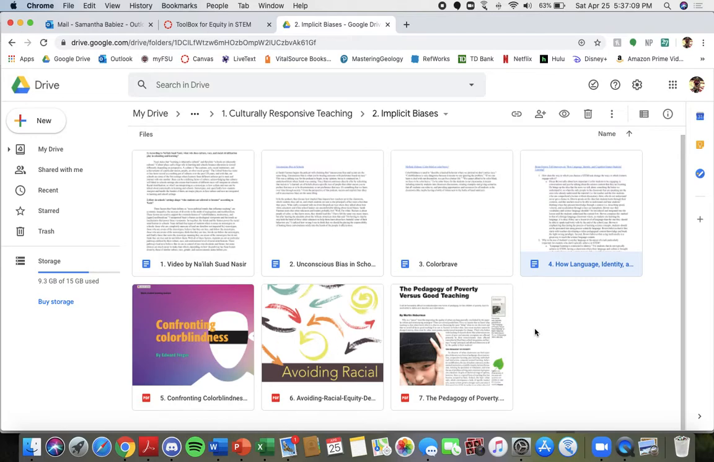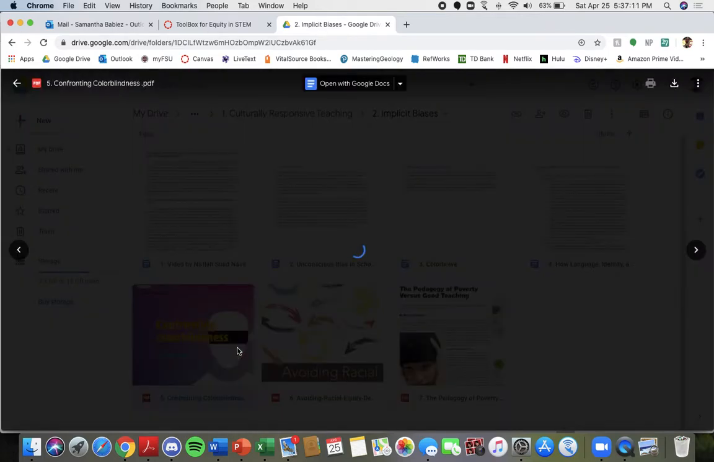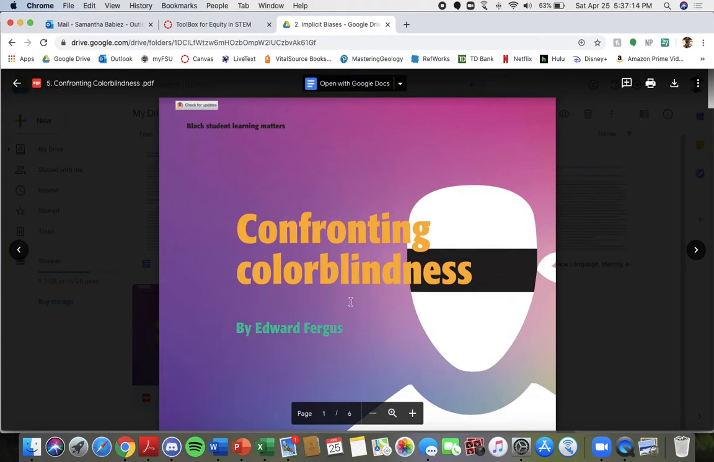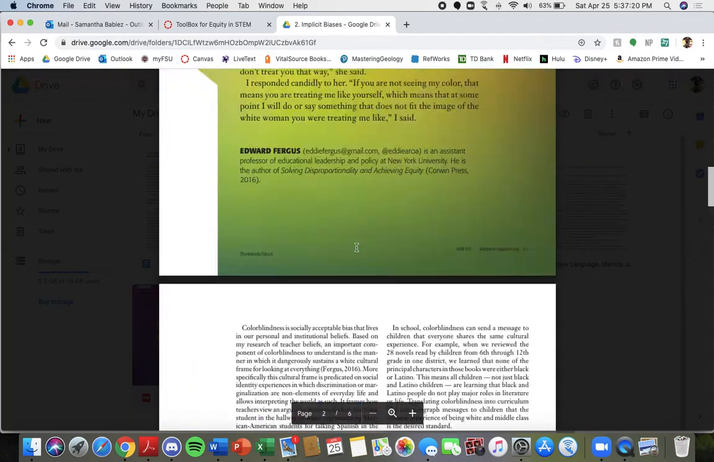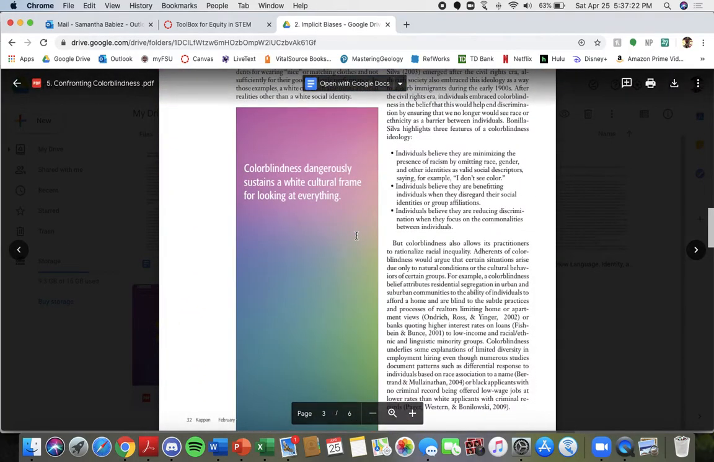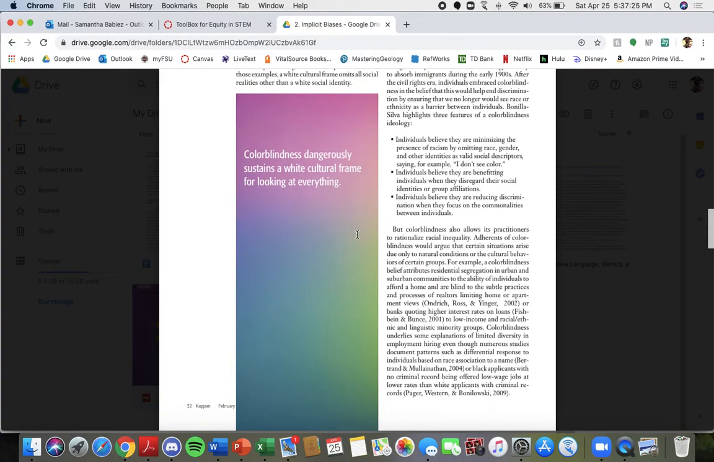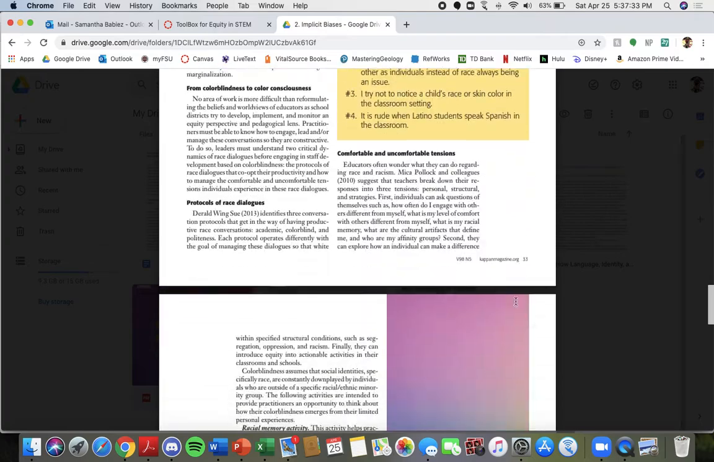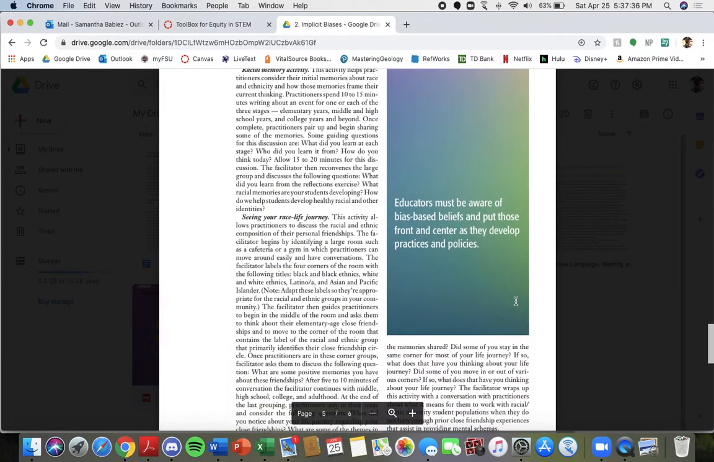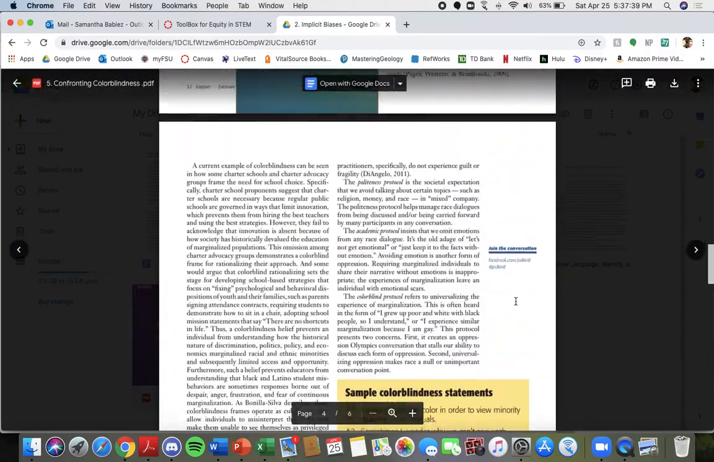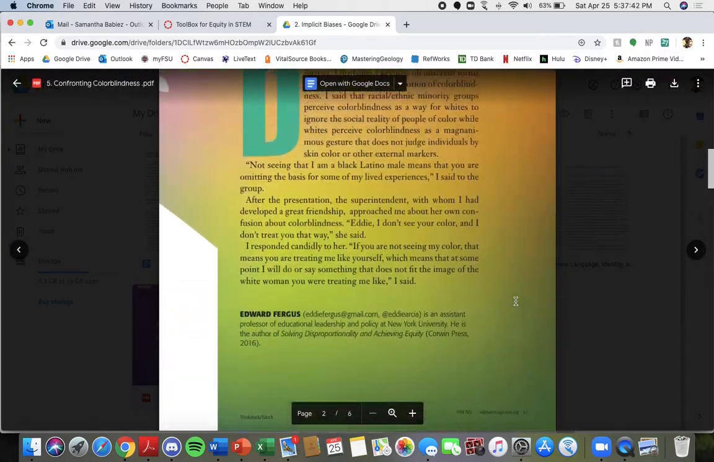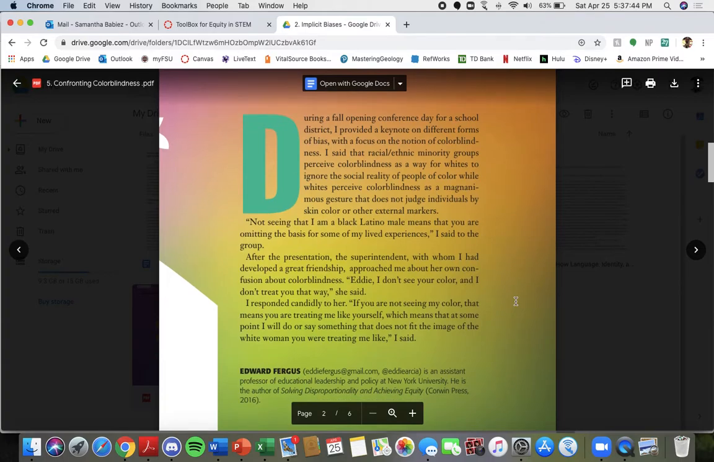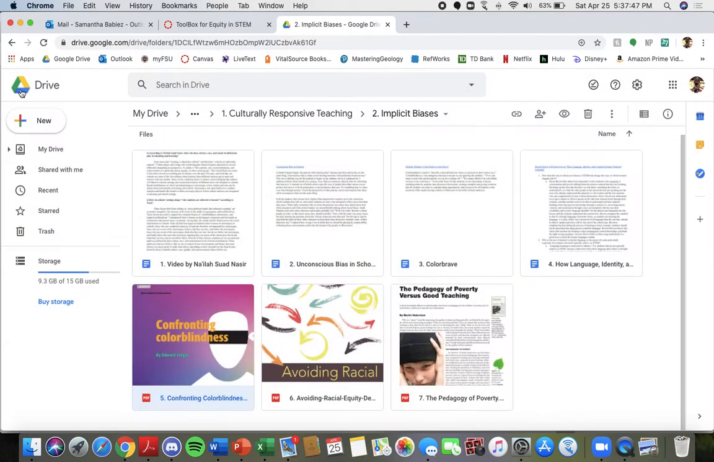All right, and then we've got 3 articles here as well, which all corresponded with the discussion posts when we were doing them. So this is the Confronting Colorblindness article by Fergus. This one's a great article because it has things like this yellow sticky note where you can very quickly see the main points of the article. So this one's really great. It's also not that long of a read, but it's good to have in here just to be able to refresh yourself.